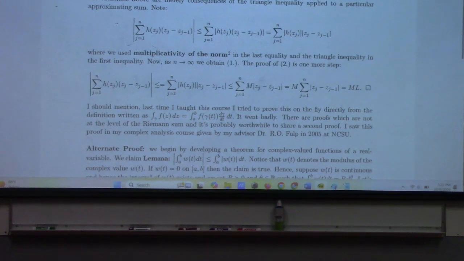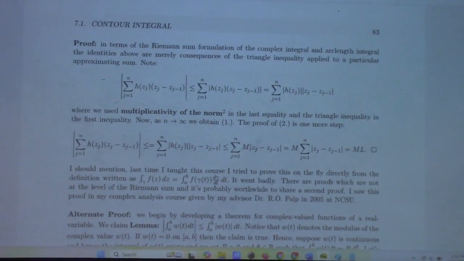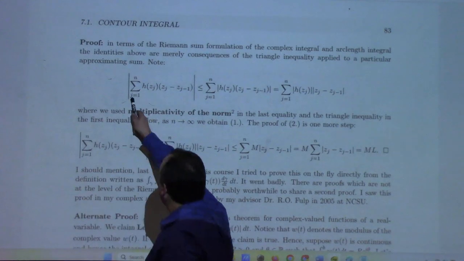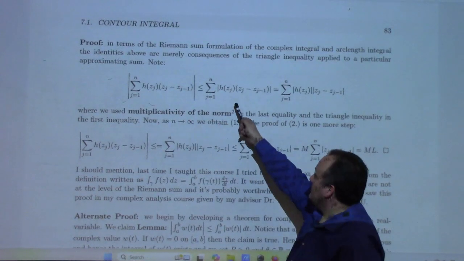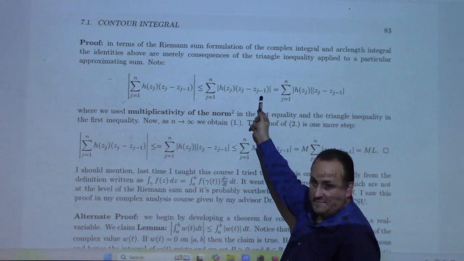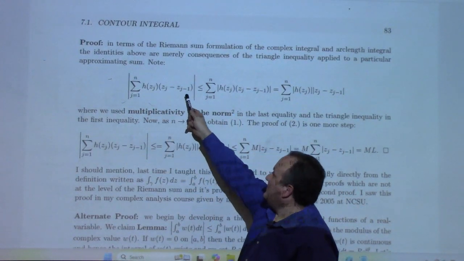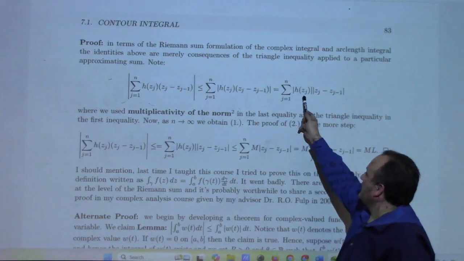By the way, number 2 follows from number 1 pretty obviously. If we know number 1, we get number 2. So we're taking the modulus of this finite sum. The triangle inequality says that that's less than or equal to the sum of the moduli being added. Then the modulus of a product is the product of the moduli.